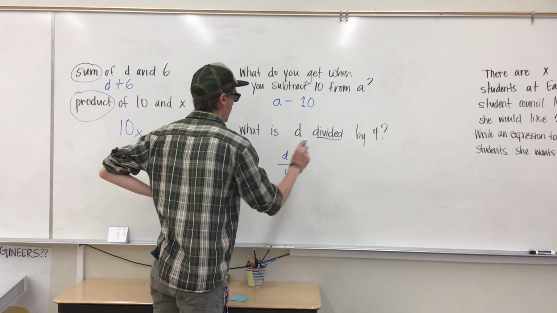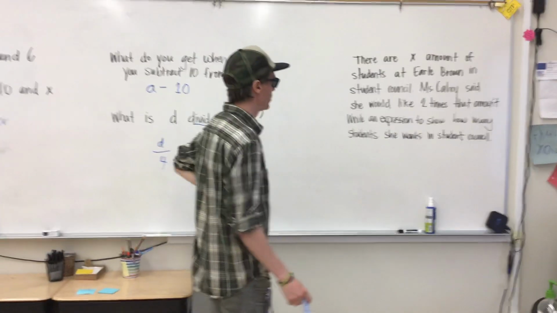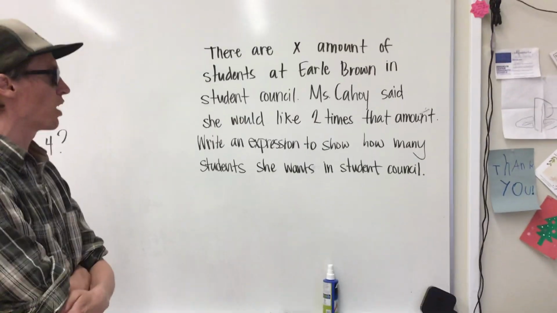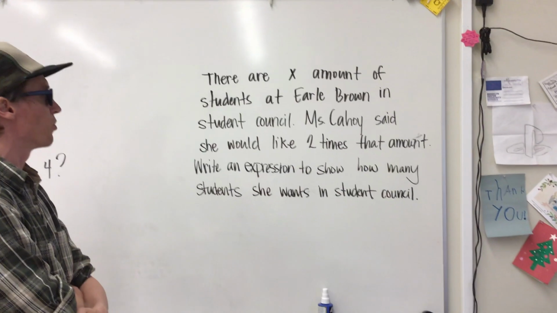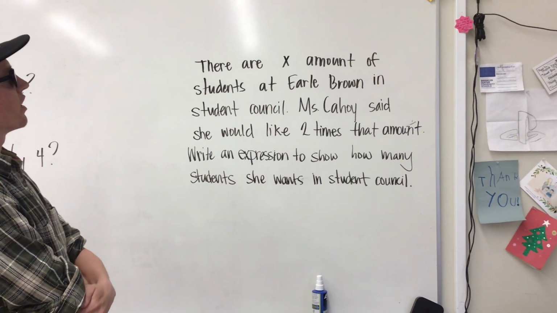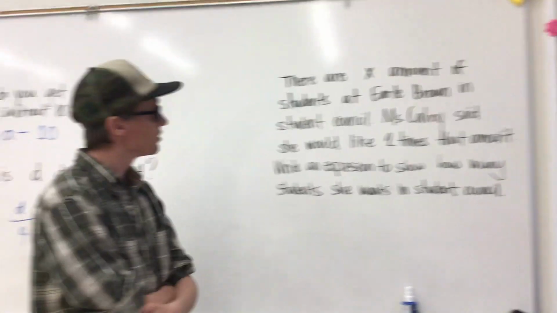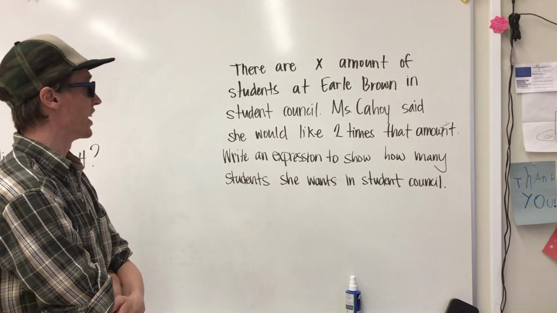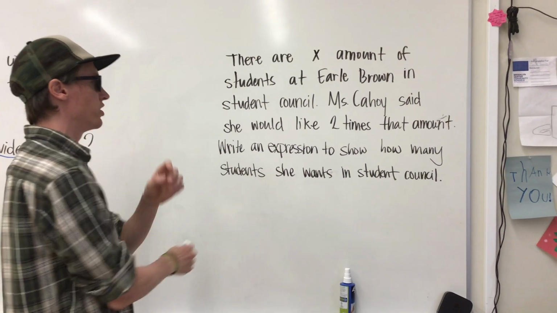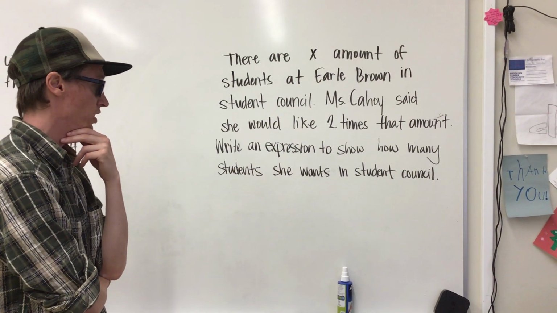Now we've got kind of a little bit of a trickier one with word problems, but you know what? You guys are smart enough to figure this out, so we're going to do it together. There are X amount of students at Earl Brown in student council. Ms. Cahoy said she would like 2 times that amount. Write an expression to show how many students she wants in student council.